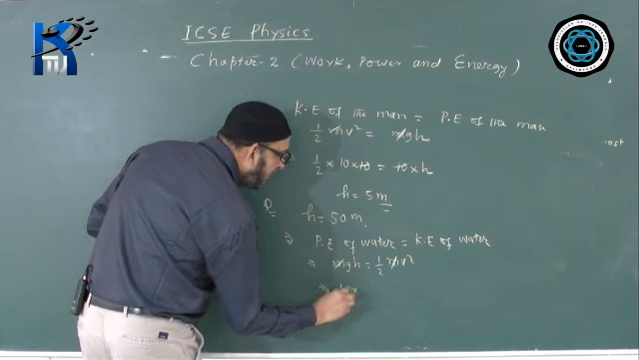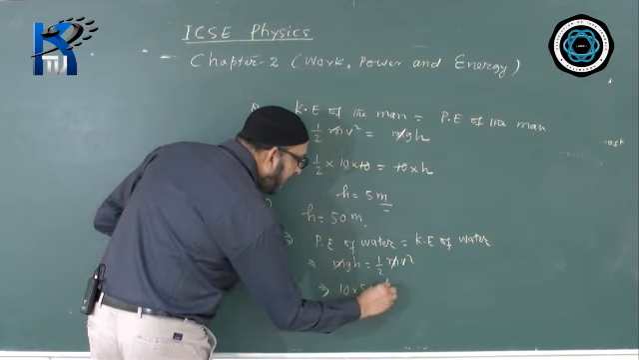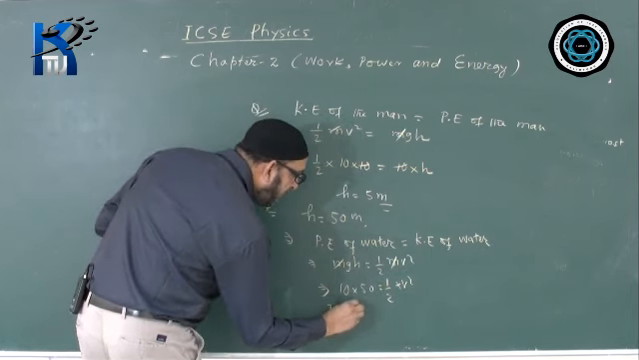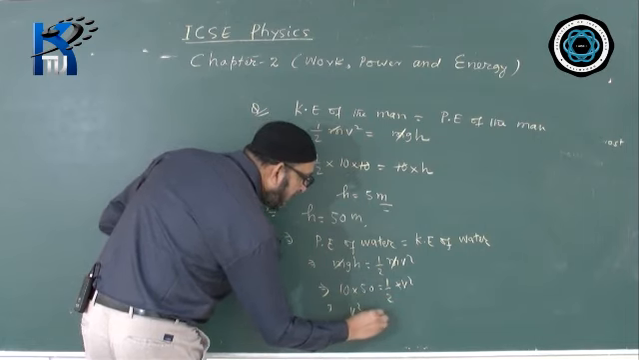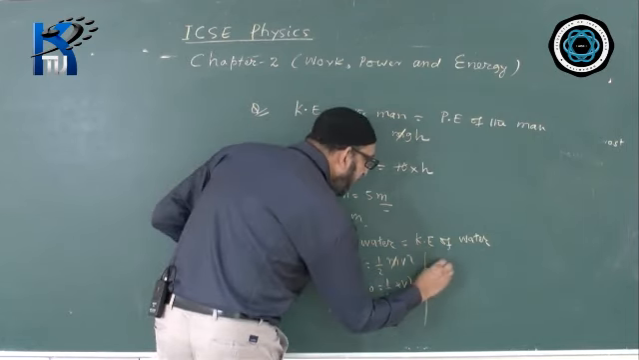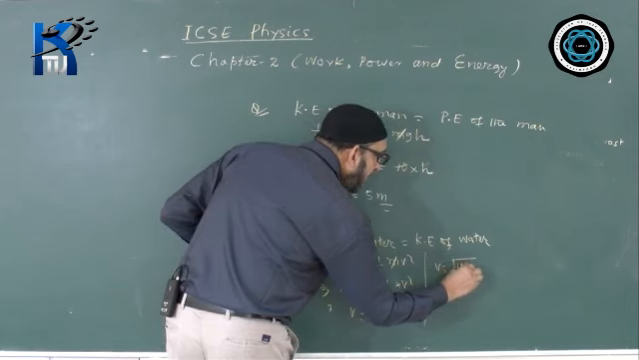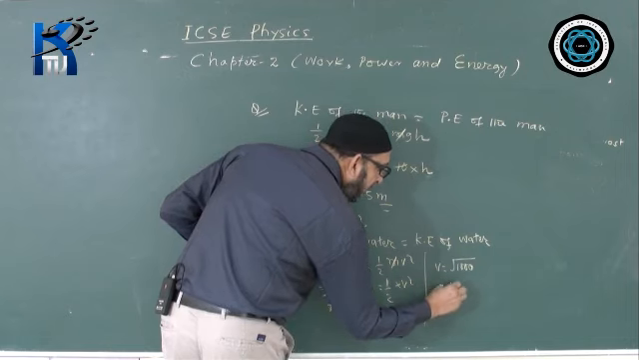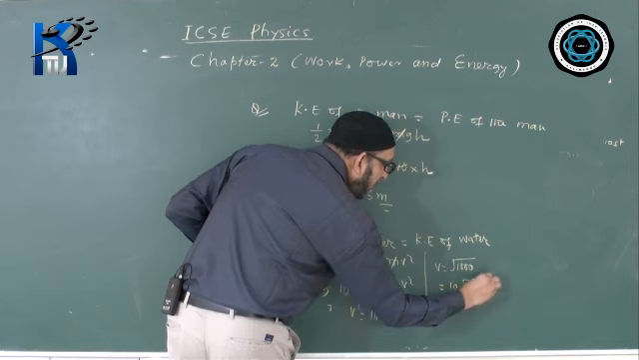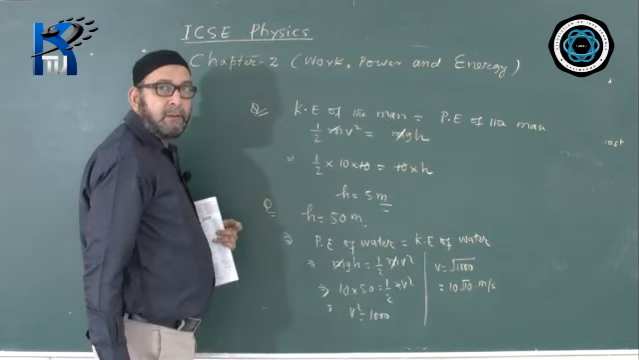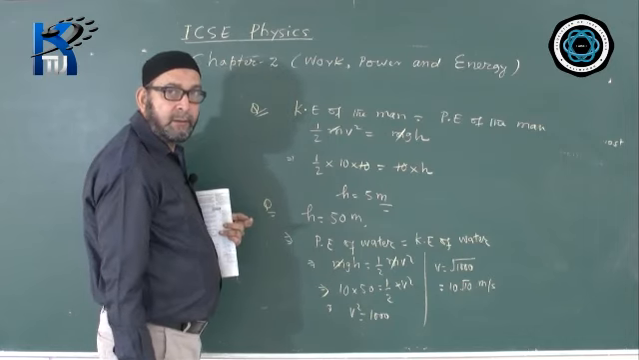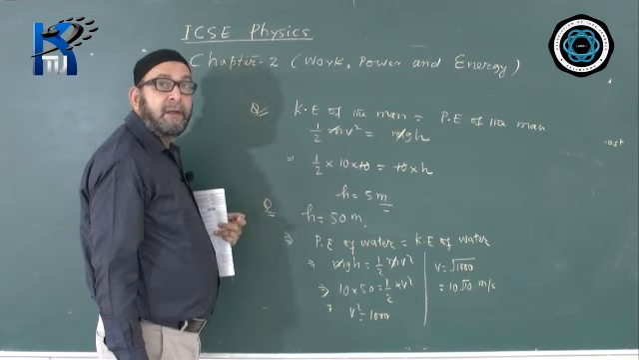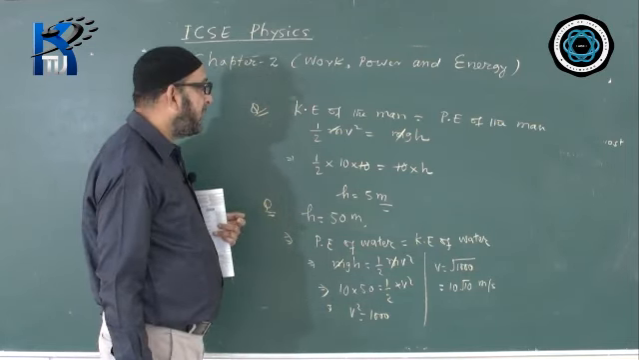The g value is, say, 10, h is given as 50, half into v square. We can calculate the value of v. V square is coming 1000, that means the value of v will be the square root of 1000. So the answer will come 10 root 10 meters per second. That means the answer is about 31 point something. So this type of problem you may expect, where energy conversion is taking place, even in ICC.